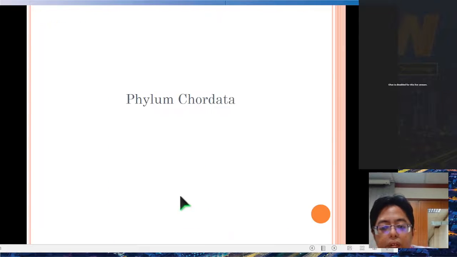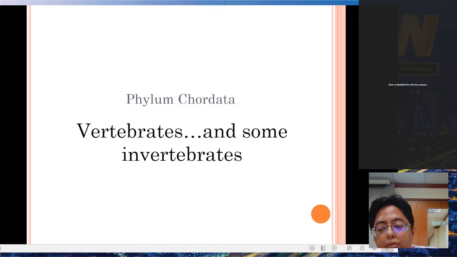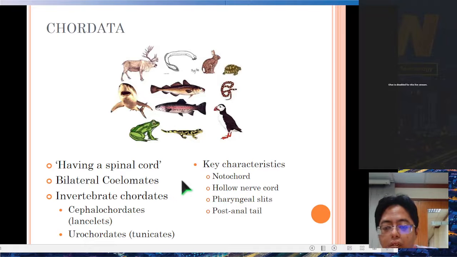Okay, final, chordata, which is vertebrates and some invertebrates. Chordata means having a spinal cord, so it means every one of these has a backbone. All of these are bilateral. Some of them are invertebrate chordates like lancelets and tunicates. Lancelets and tunicates are the simplest type of chordata. They don't actually have a spinal cord, but they have something similar to a spinal cord.